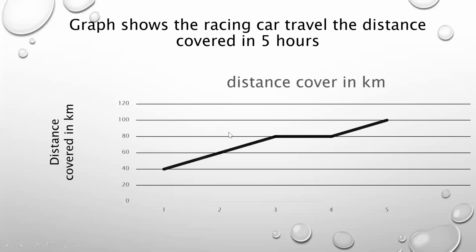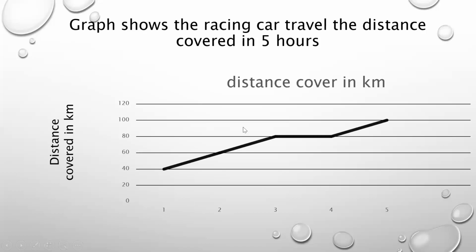In the next graph, we do not have an average, but we have something very important. The graph shows a racing car's travel, the distance covered in 5 hours. In this, 5 hours is the independent quantity and it should be on the x-axis, while the distance covered is the dependent quantity and it should be on the y-axis. As you can see, this is the distance covered in kilometers, and the time period is this.